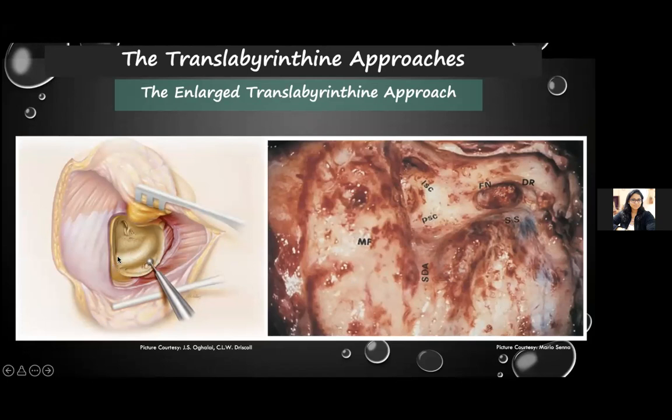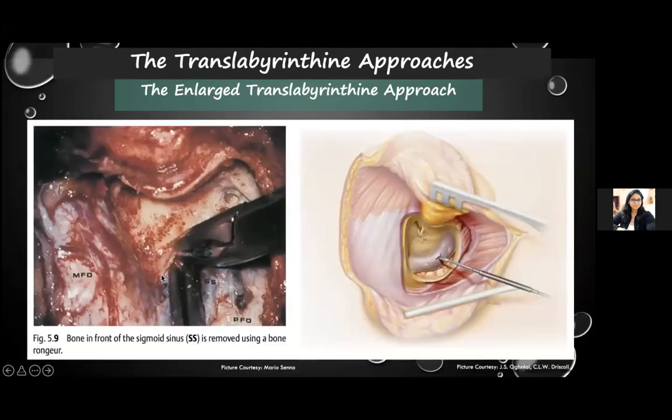Now, this is important because if the sigmoid is lying anteriorly, or if we need a wide exposure, we will have to remove the entire bone in the region, and we will have to retract the sigmoid posteriorly to get a better vision, to get a better access. So for that retraction, the entire bone above it and posterior to the sigmoid region has to be drilled out, taking very great care.